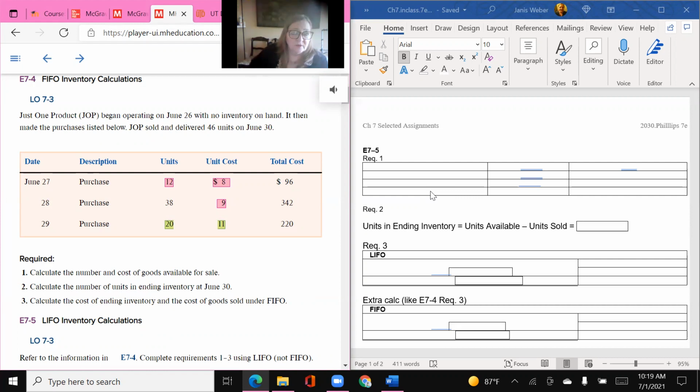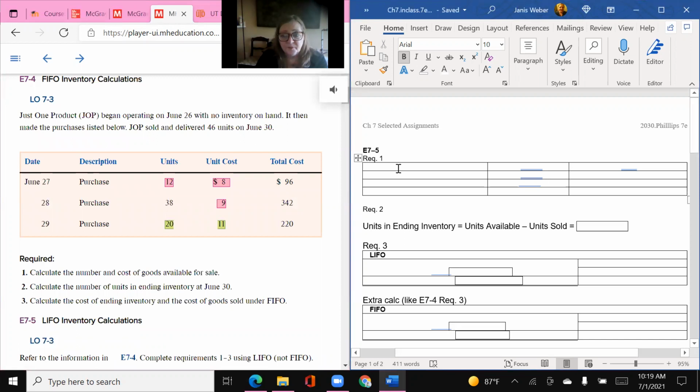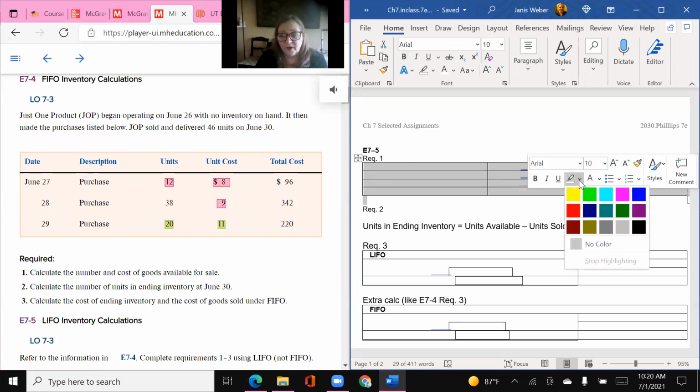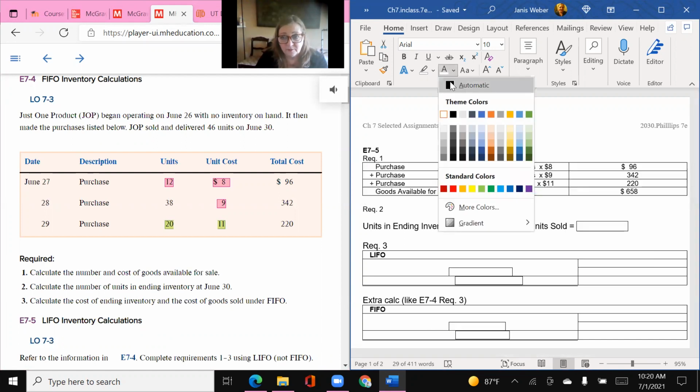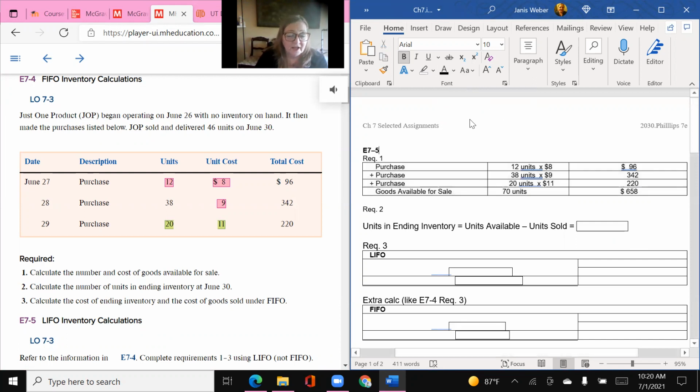So it wants us to give them the number of units that are available, and that's very easy to see, 12 plus 38 plus 20. And then the total cost is that they've given us the totals for each lot. So all we have to do is add them together, 96, 342, and 220. So this requirement over here has that solution, and it looks like, okay, could be complicated, but it's nothing complicated about this. I could just as easily have taken an annotate pen.